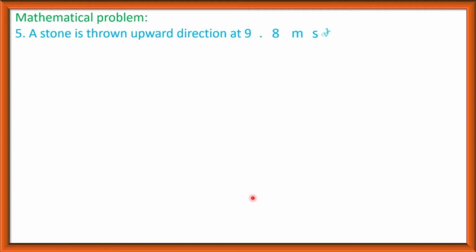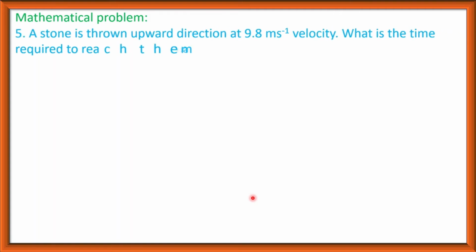Our fifth problem: a stone is thrown upward direction at 9.8 meter per second velocity. That is, the stone is thrown vertically upward. What is the time required to reach the maximum height? We have to determine the time to reach the maximum height.